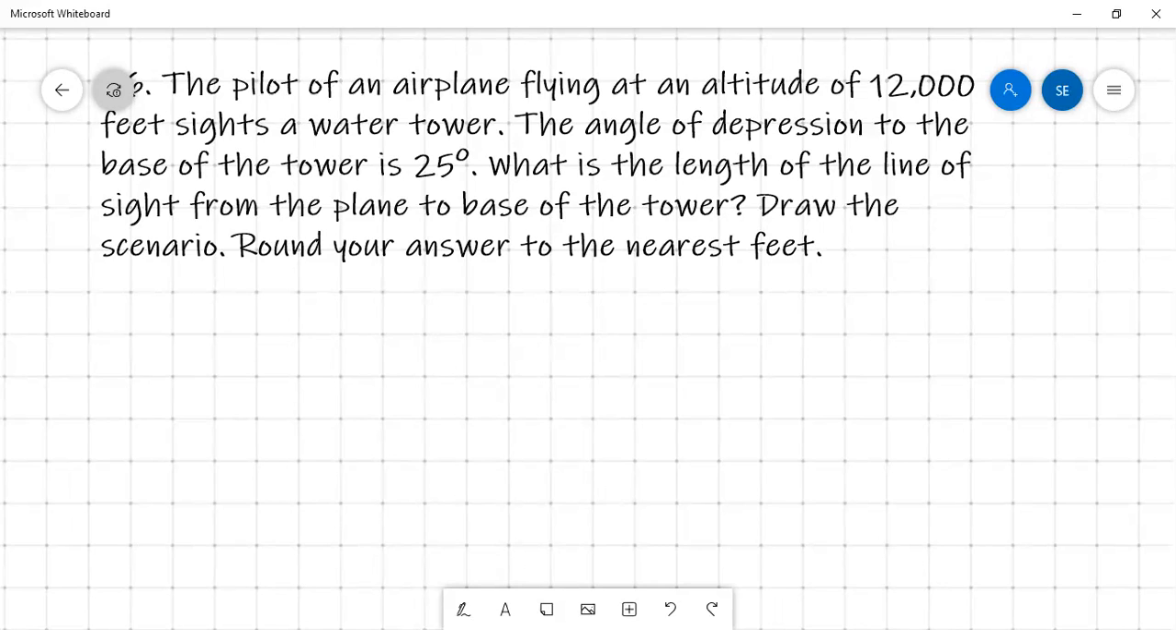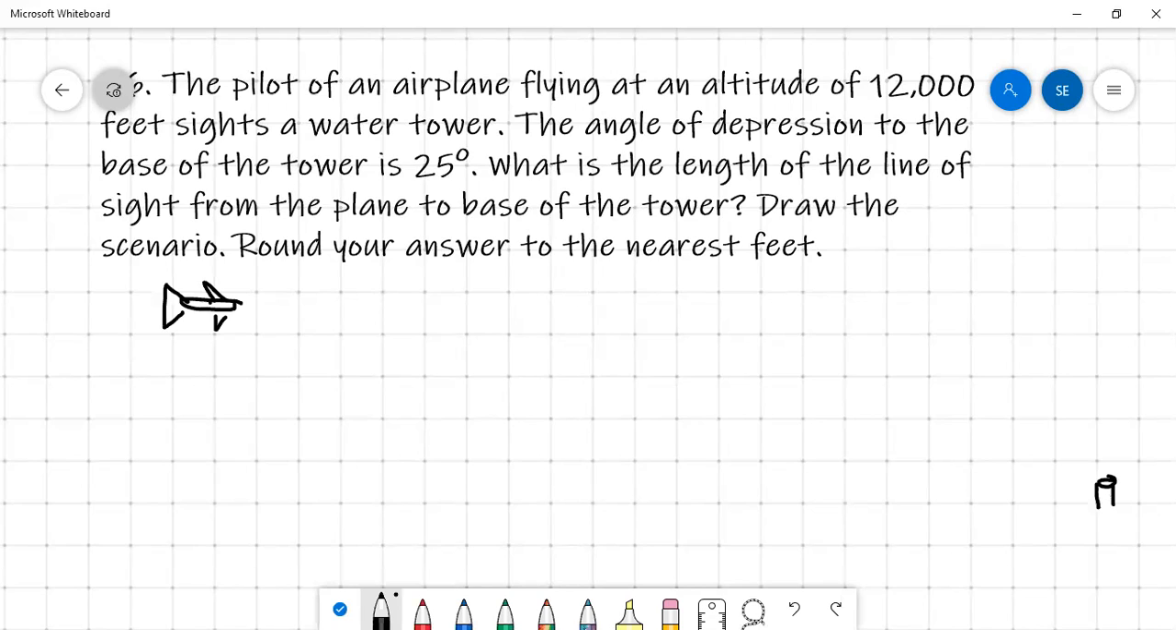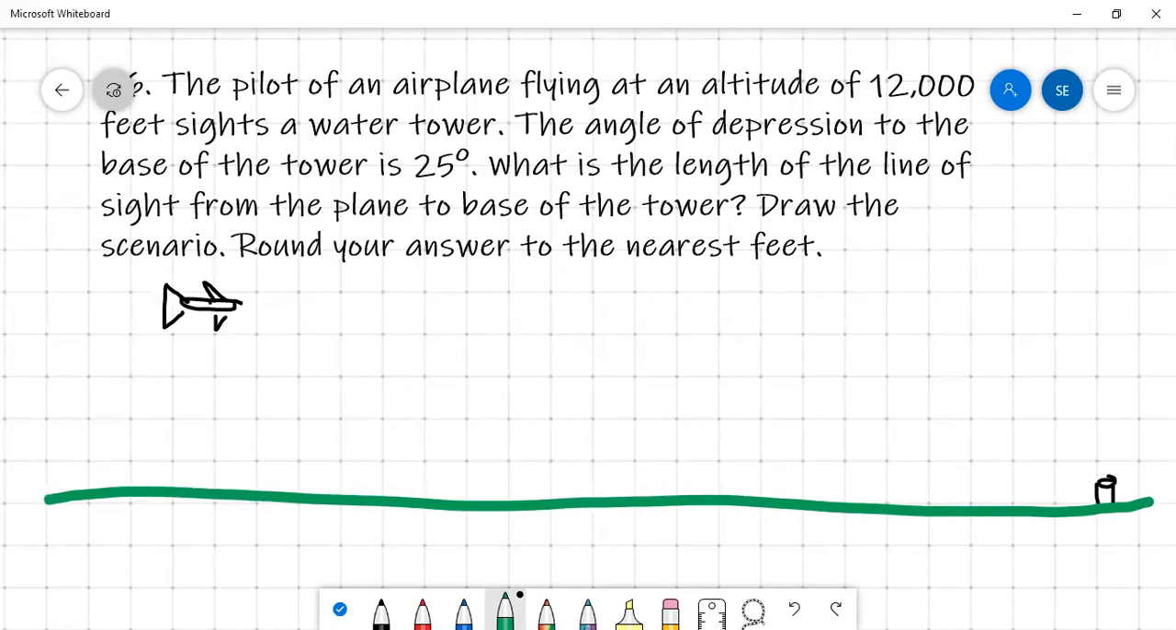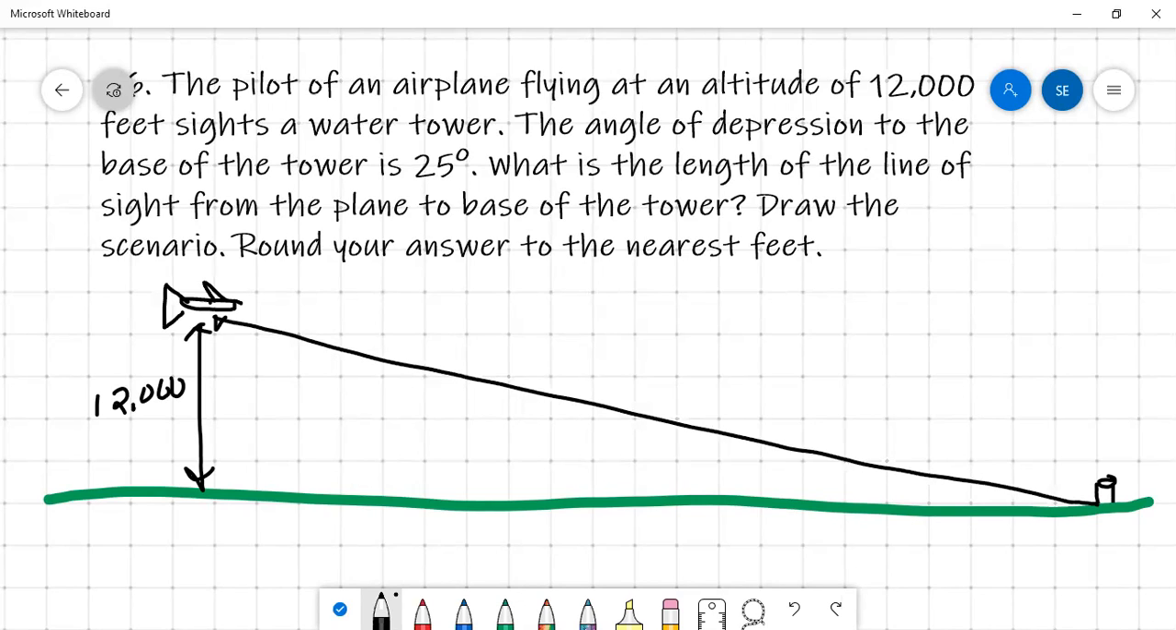So I like to draw a picture. I have an airplane here. Bear with me, it's not the best airplane, but we have an airplane. Okay, it sees a water tower over here on the ground. Our elevation of our airplane is 12,000 feet. So it means that it's flying 12,000 feet above the ground. And we want to know what the line of sight from our airplane to the base of this tower is. We want to know this distance. Okay?